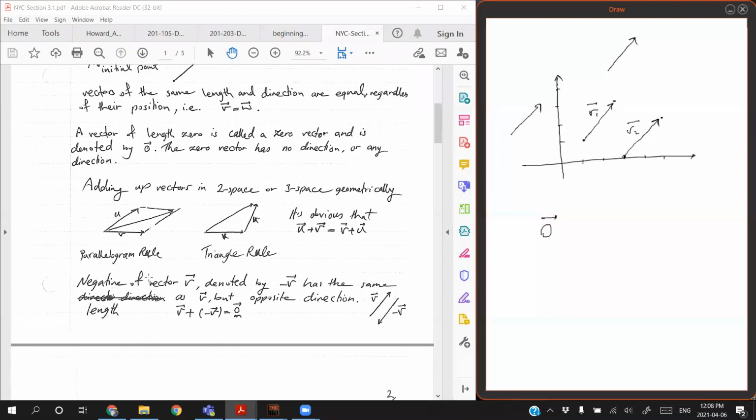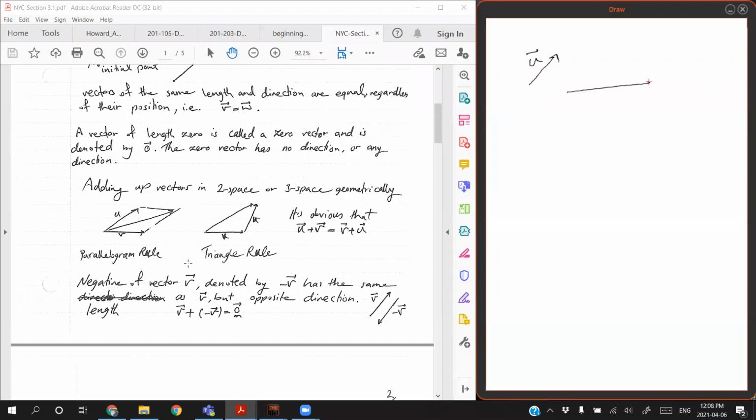Now that we defined vectors as arrows with directions, we can do some algebra on that. We can add them up in 2 space and 3 space geometrically. We can also subtract them. So if you have two vectors u and v and you want to add them up, there are 2 ways you can do that. So let's say you have the vector u and you have a vector v and you want to add them up.